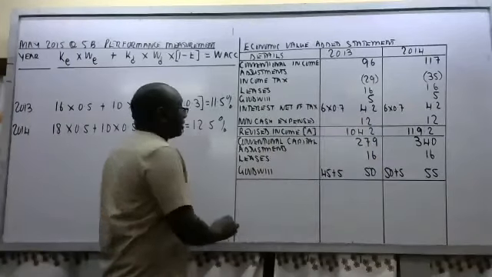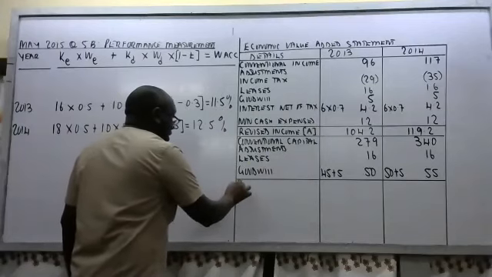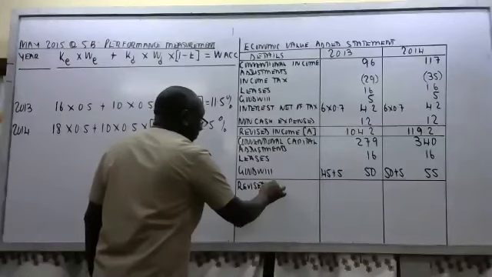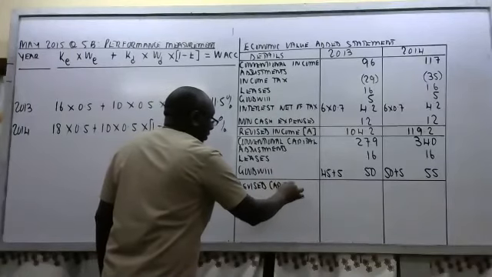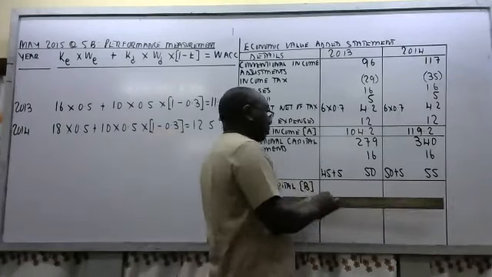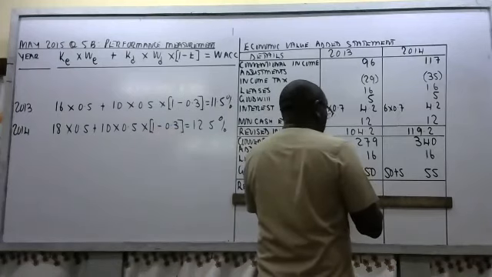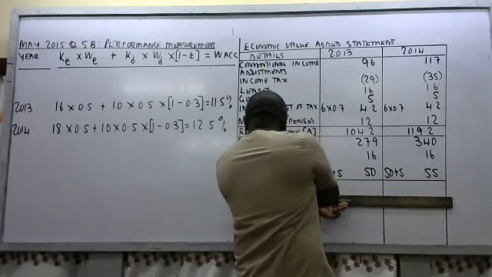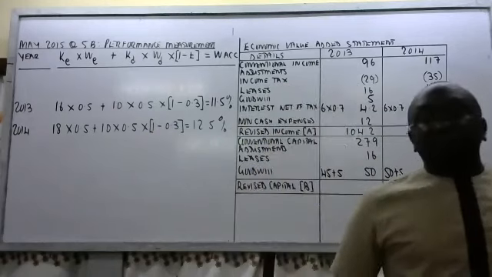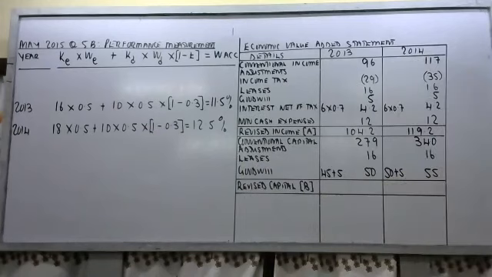So with that, give me what we will call revised capital. Revised capital, and we designate it as B. The first year revised capital is how much?